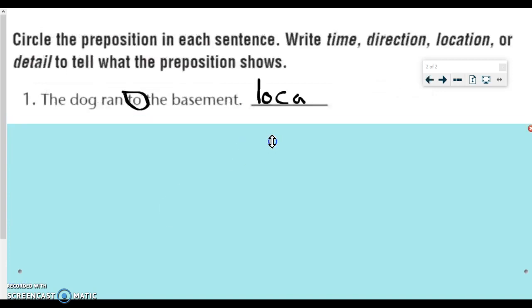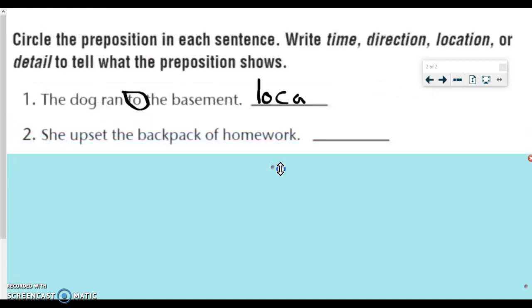Okay, let's go ahead and move on to the next one. She upset the backpack of homework. For this one, let's look and see. Do we see a time? Not really. Do we see a direction? No. Is there a location? No. So we're probably looking for more of a detail. That part we figured out, but we're not necessarily sure what word we're looking for.